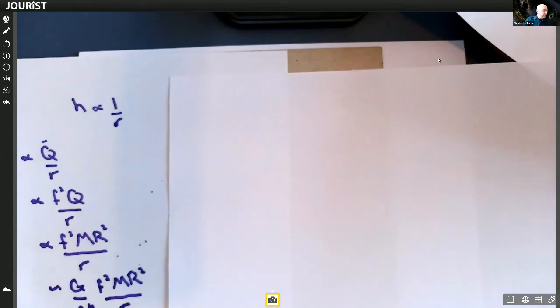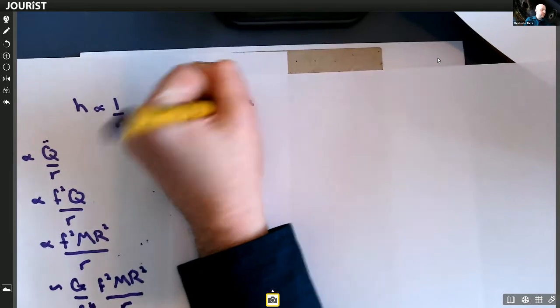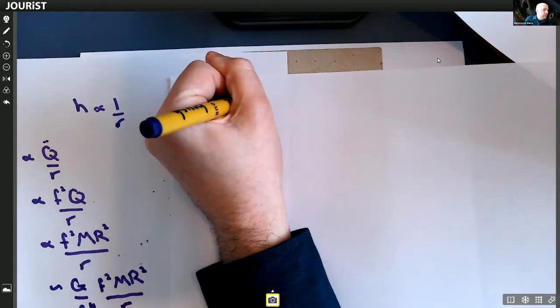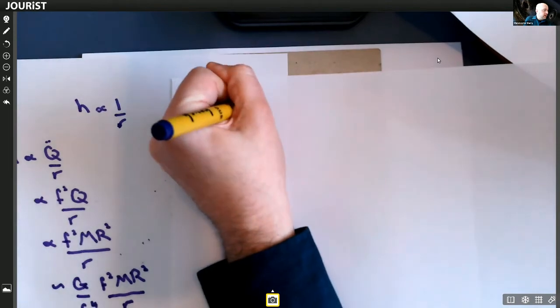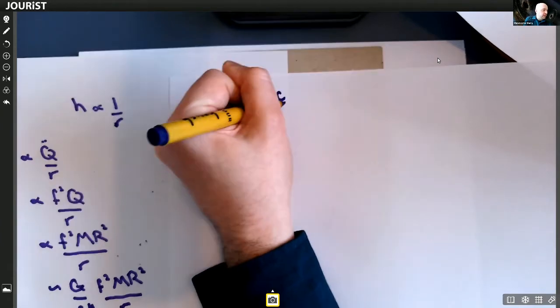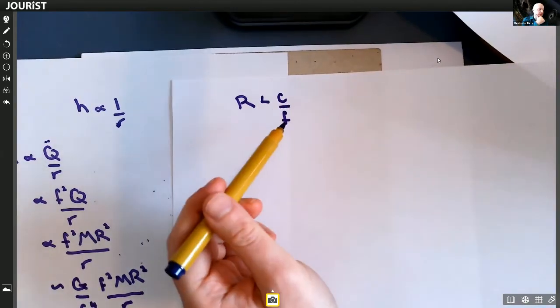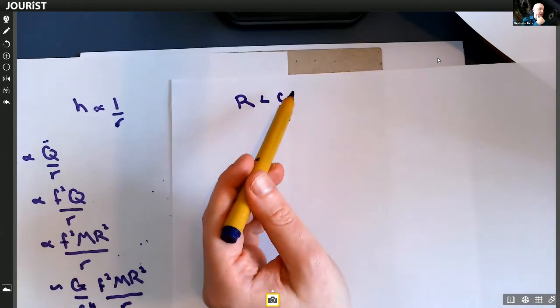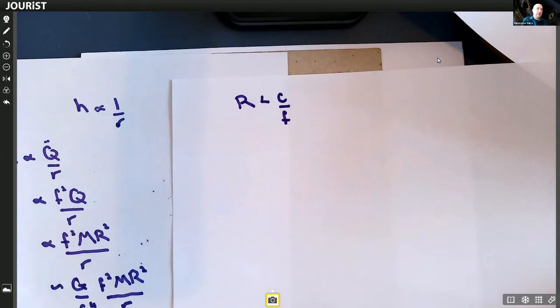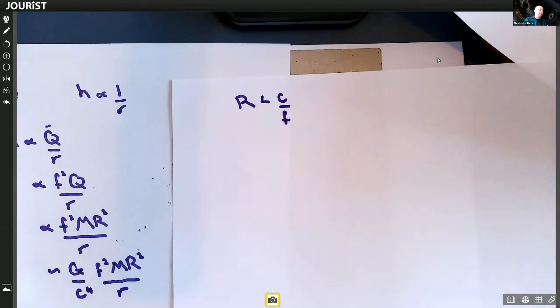Okay, now if we have something of a physical size R, due to causality, R needs to be smaller than the distance we could travel at the speed of light in a characteristic timescale, which is 1 over F. So 1 over F gives us the characteristic timescale at which things change. Multiply that by C. That's as far as information could travel in that time. That needs to be greater than the physical size of the object. Otherwise, we're going to have different parts of the object not being causally connected.